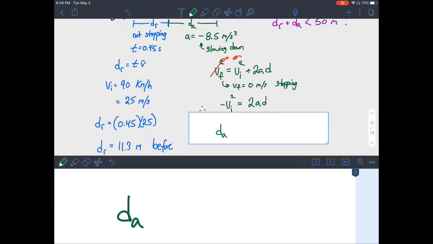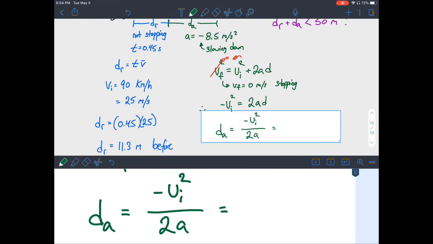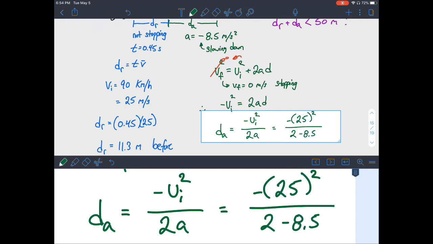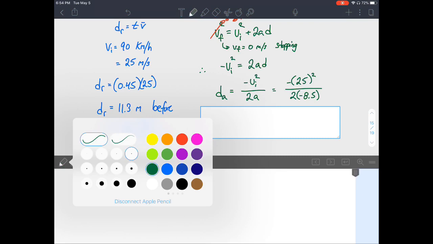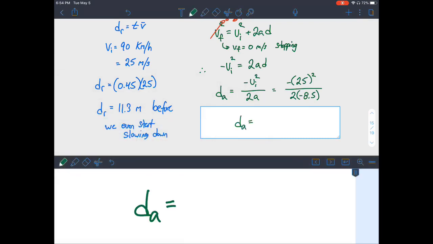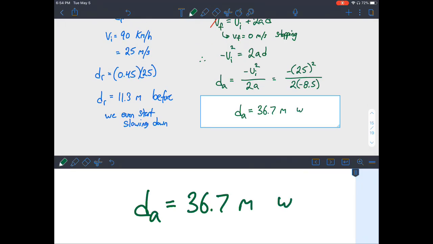We're looking for a distance during the acceleration. So d equals negative vi squared divided by 2a. Let's plug these numbers in. Negative 25 squared all over 2 times negative 8.5. Those negatives are super important because they cancel each other out. We can plug that into our calculators, and you should get a number of 36.7 meters. So we travel that while stopping.